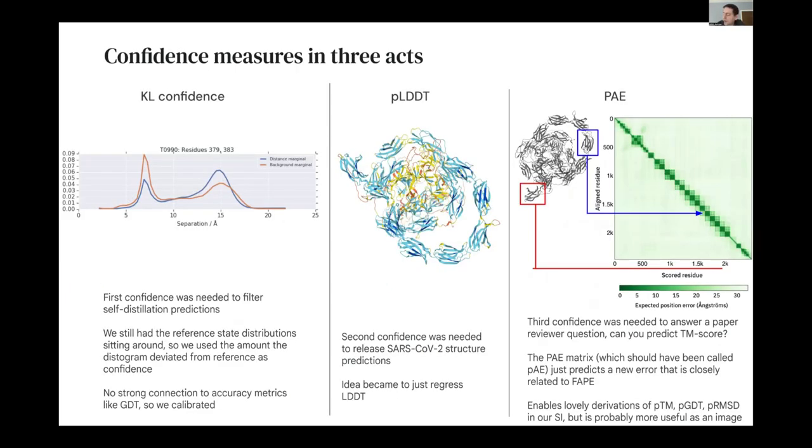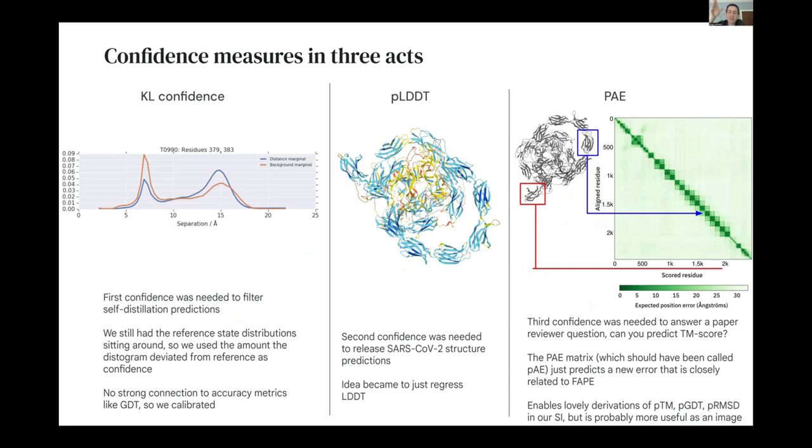Kind of another part of the story is confidence. And we were always slow on both confidence and physical realizability of the structures, because I was always saying, let's just solve this at the end, right? We can always handle this at the end. And we solved confidence once every time we needed to. The first time was actually distillation. We needed some way to throw out the bad predictions.